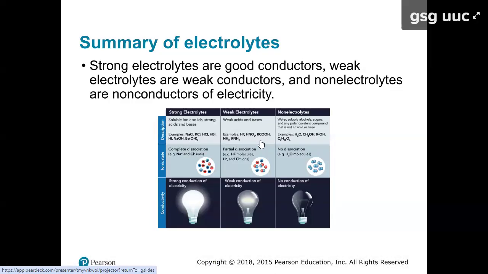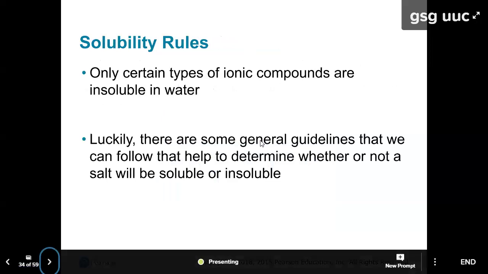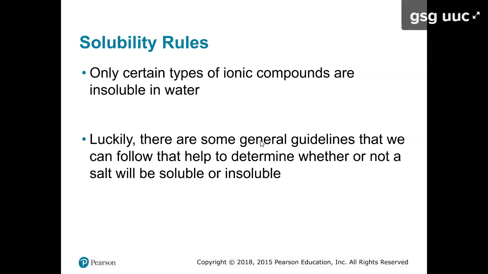Now, our main focus today isn't looking at electrolytes as this broad class. It's looking specifically at ionic compounds and taking a look at, will an ionic compound dissolve in water? Because if it dissolves in water, we know it's going to make a strong electrolyte. And that can be described using something called solubility rules. Now, the central idea of the solubility rules is this: only certain kinds of ionic compounds are actually going to dissolve in water. Some are not.